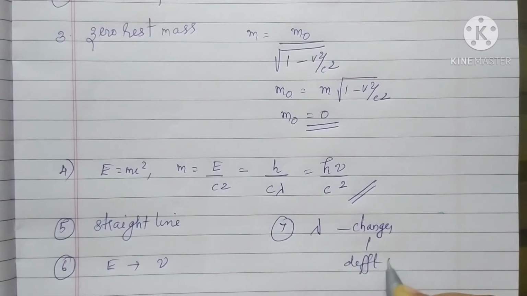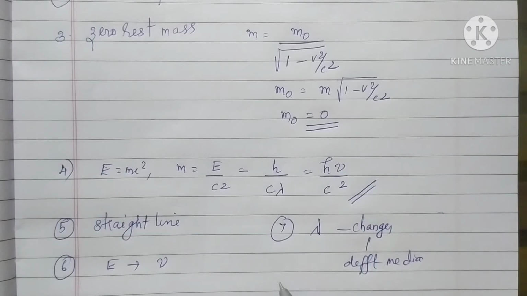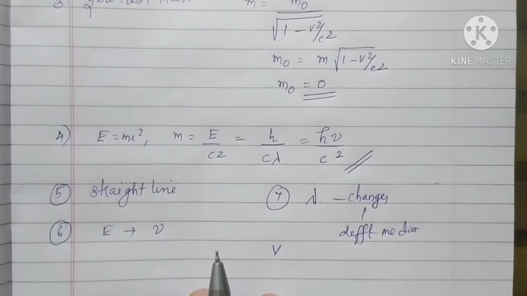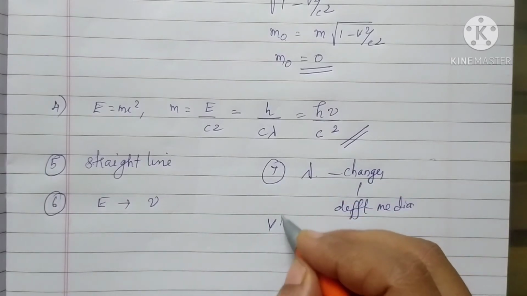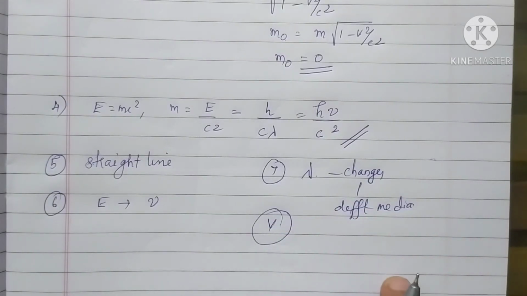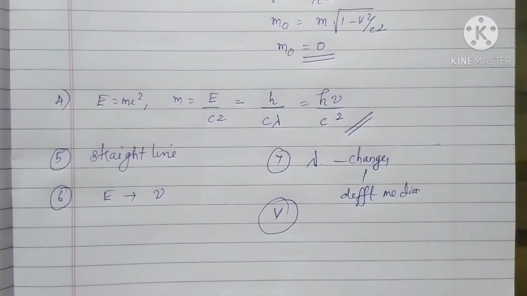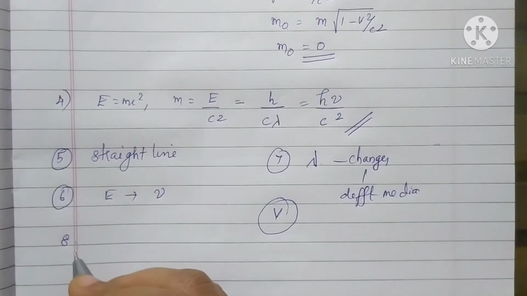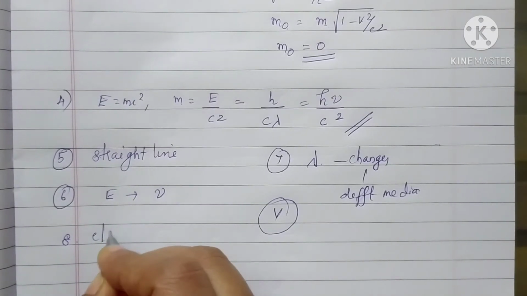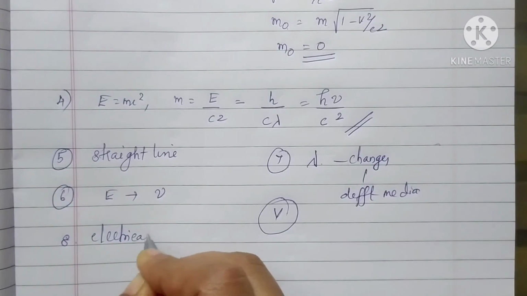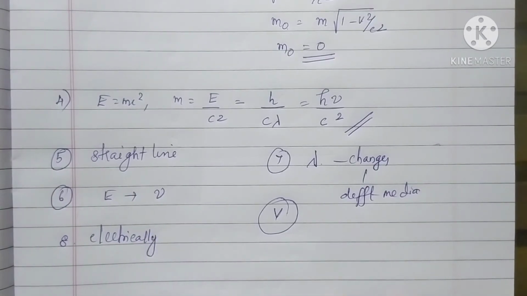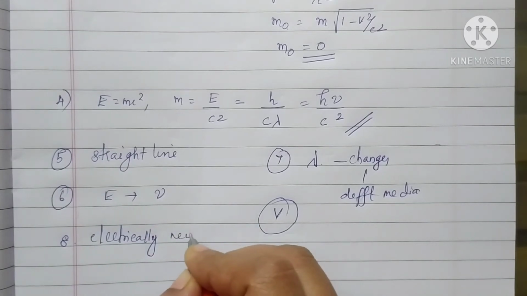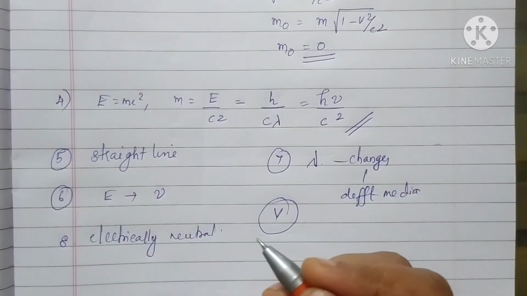And velocity of a photon will also be different in different media. If the wavelength is changing, velocity also will be different. The next one, photons, as I told, are electrically neutral, which means that they will not get deflected by electric and magnetic fields. Electrically neutral. Clear?